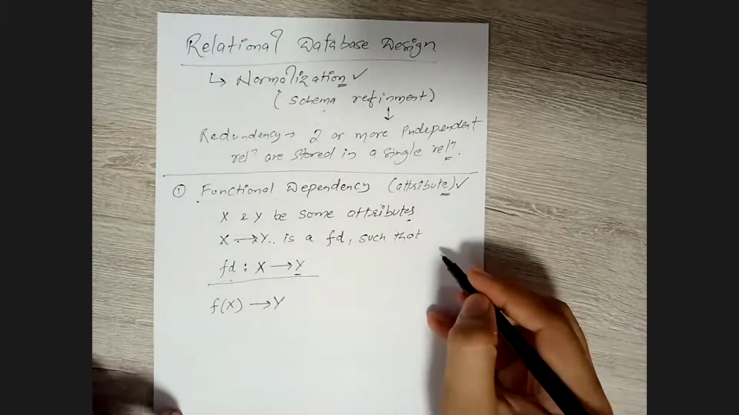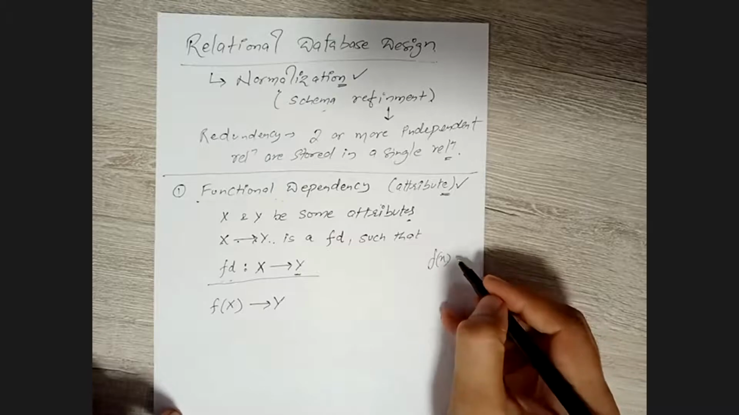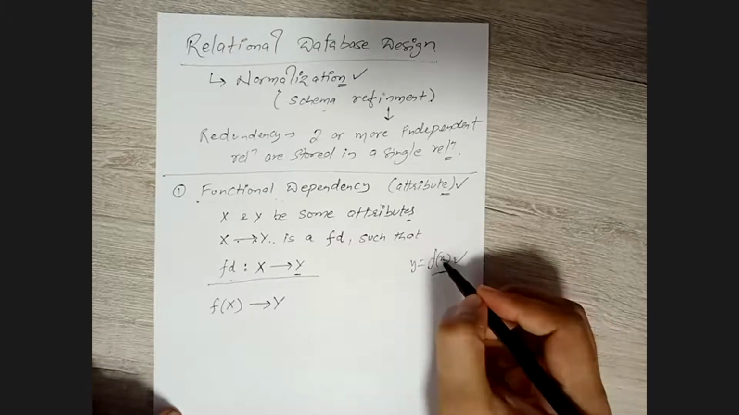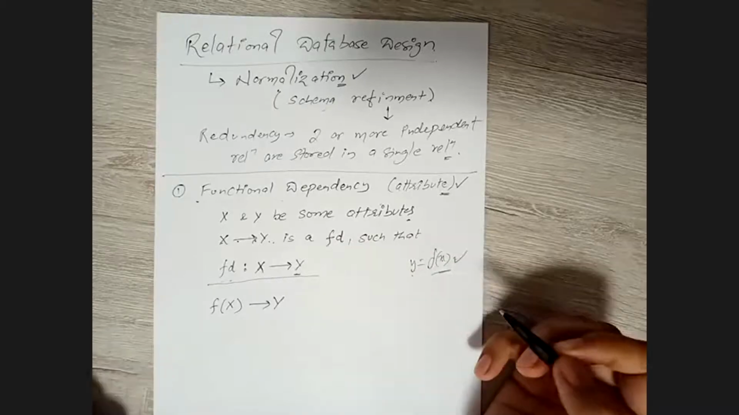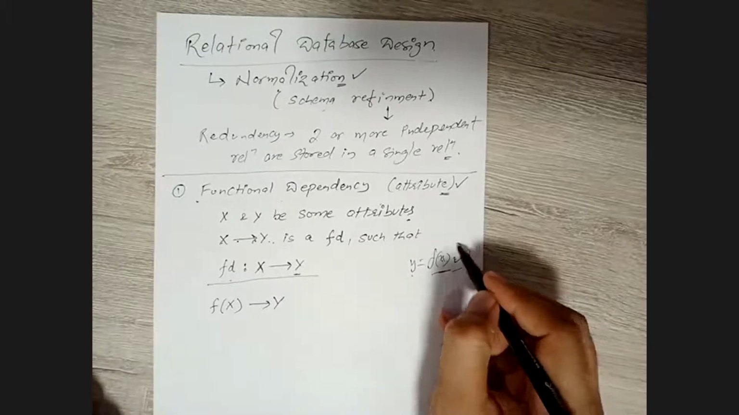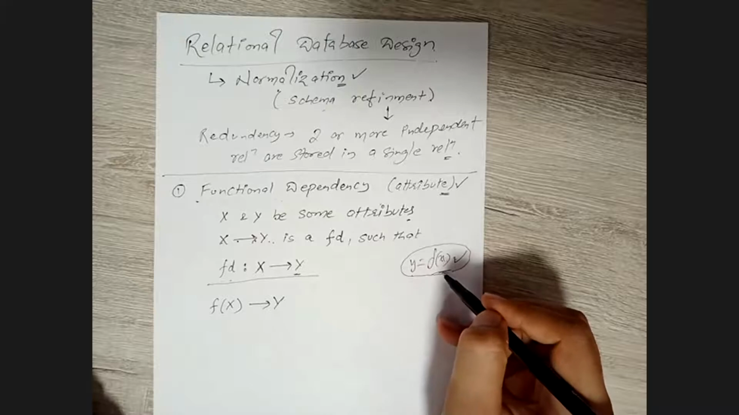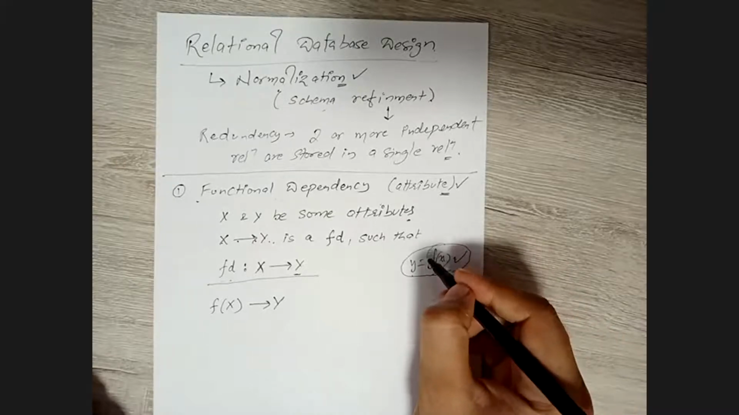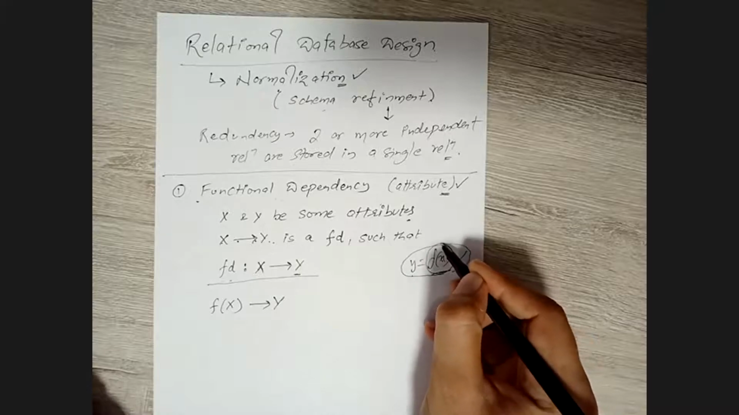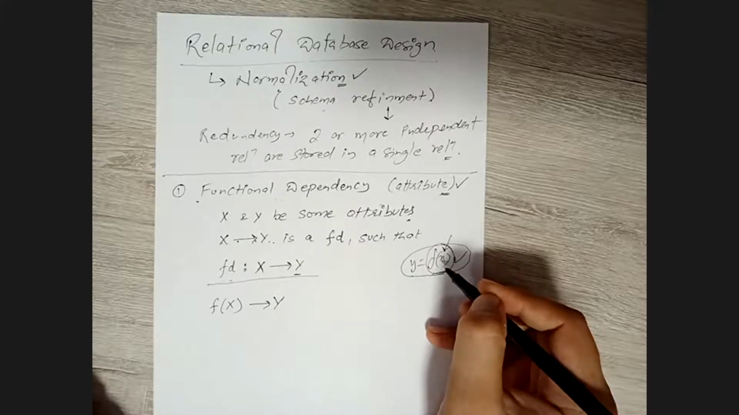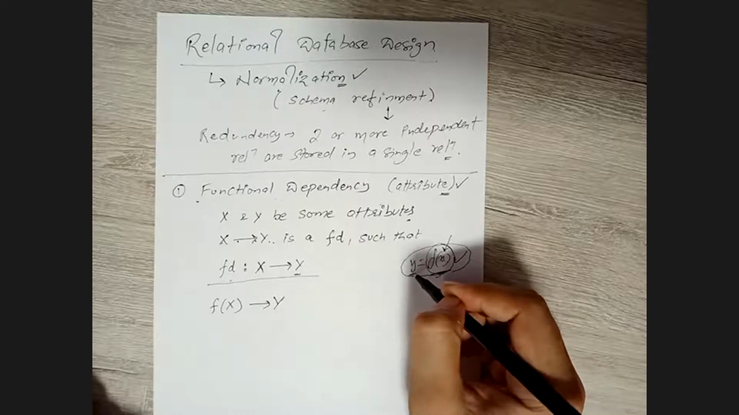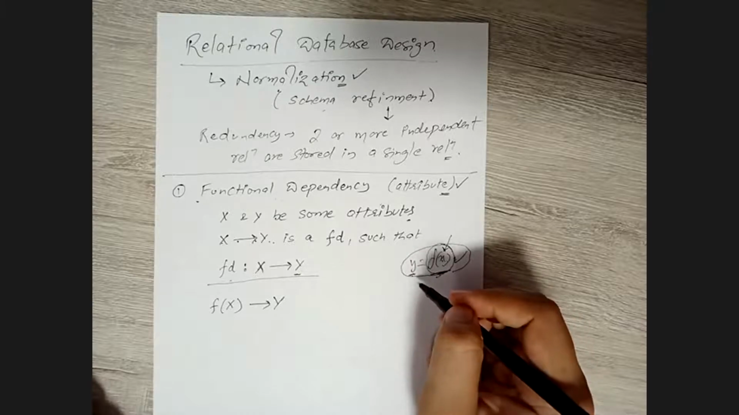In mathematics, we have some function f of x that is basically your y. We say y equals f of x. We have the domain and we have the codomain, or the range. This is just mathematics. In mathematics, when we give some value of x, the function actually computes the value of y.